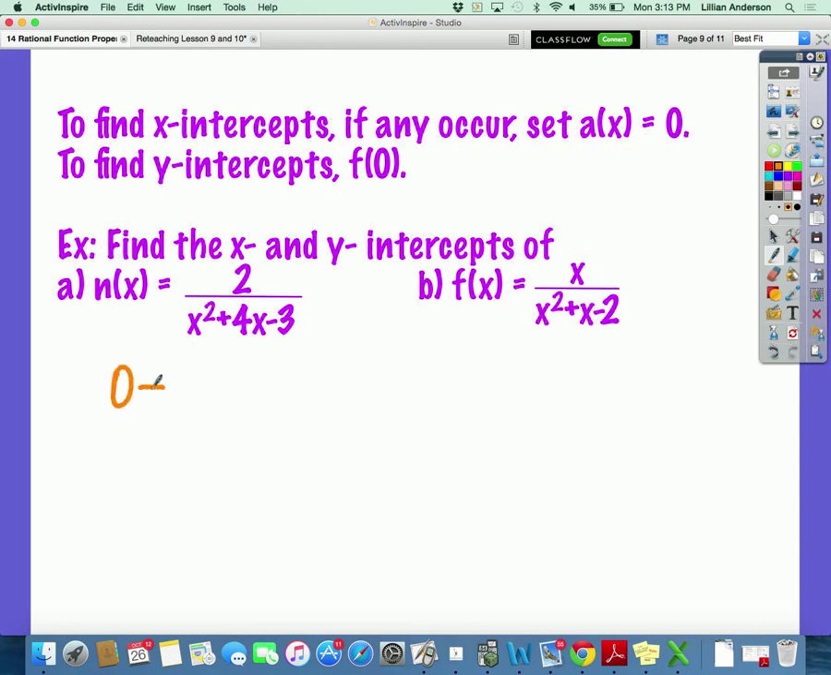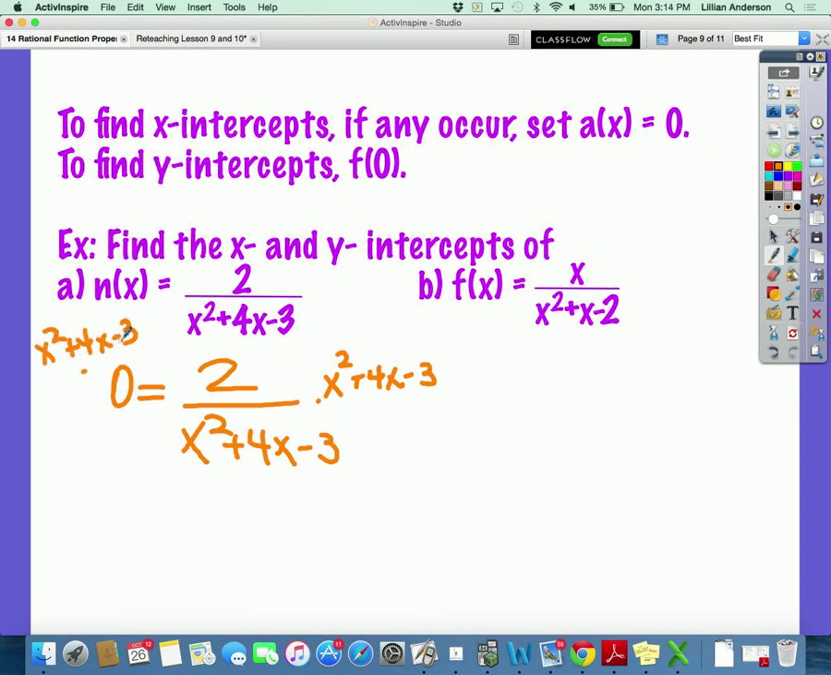So you set y equal to 0, because f of x, g of x, whatever variable of x is the y. When you multiply both sides by x squared plus 4x minus 3 to get rid of the denominator, 0 times anything is just 0. This is the same thing as just setting the numerator equal to 0, and it works that way every time. Because 0 can't equal 2, that means there are no x-intercepts. It doesn't touch at all, which means more than likely there is an asymptote occurring. Let's confirm. Is the numerator less than the denominator? So that means it's a horizontal asymptote.